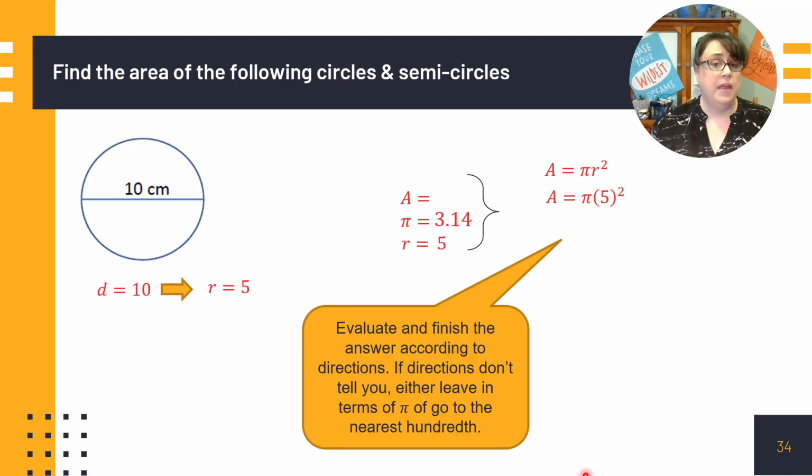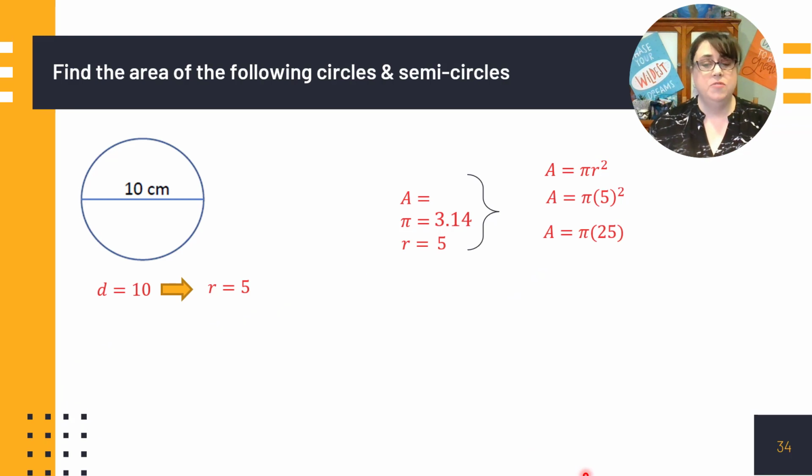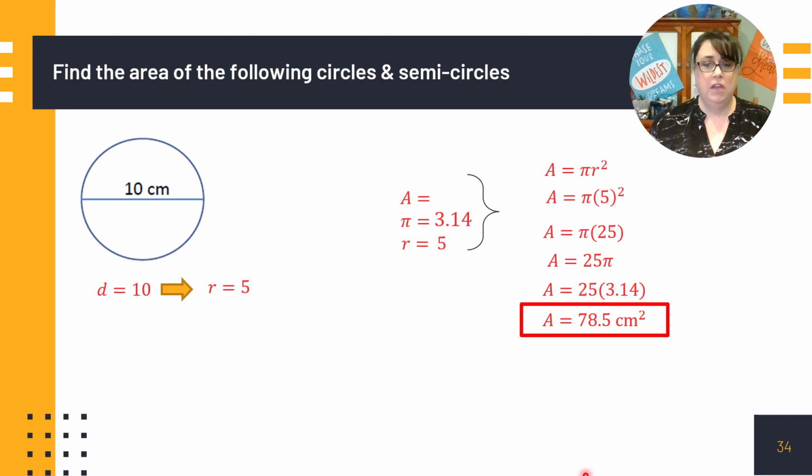So now you evaluate and finish the answer according to directions. Again, if the directions don't tell you what to do, either leave it in terms of pi or go to the nearest hundredth. Pi times 25, but we don't write it that way. We write it 25 pi. You could stop here if it was in terms of pi. If not, you continue on by changing your pi to 3.14, and you get 78.5 centimeters squared.